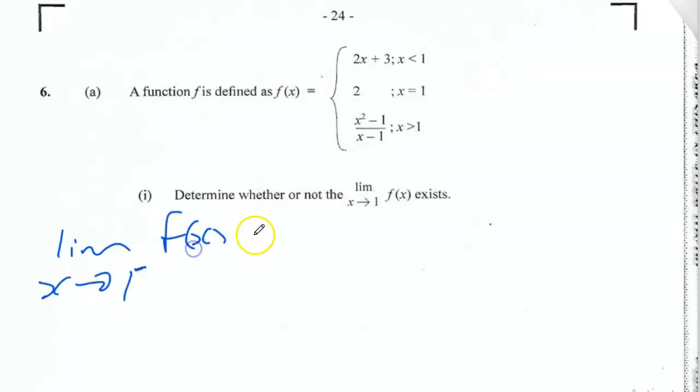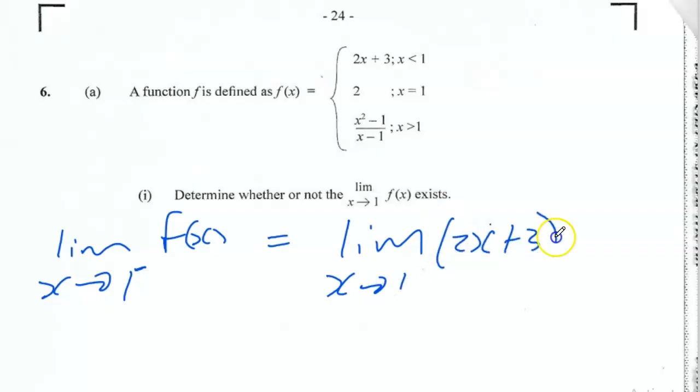Left hand limit should be equal to the right hand limit. That's what we want to prove. So let's find the left hand limit first. The left hand limit uses the first piece, 2x plus 3, left of 1, that's when x is less than 1, right? So the limit as x approaches 1 for the piece 2x plus 3. We substitute 1, you get 2 times 1, 2 plus 3, 5. So the left hand limit is 5.